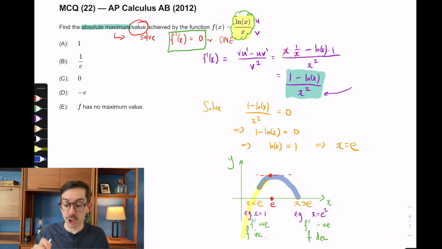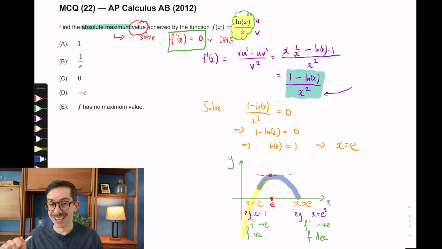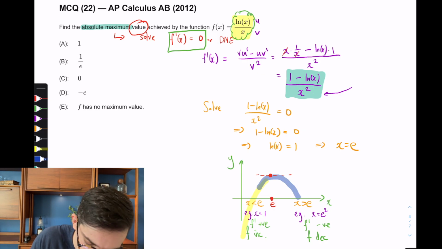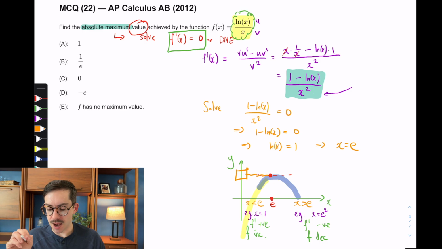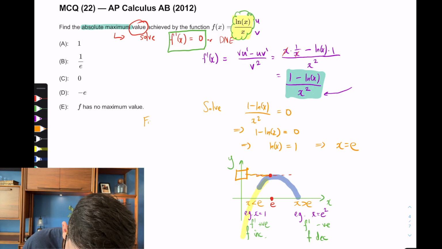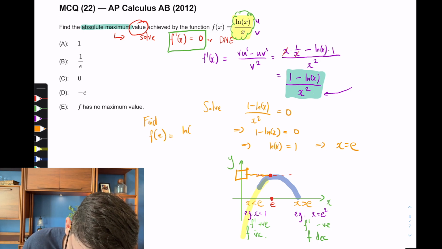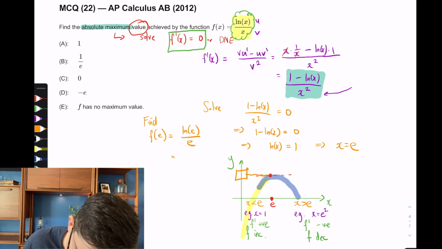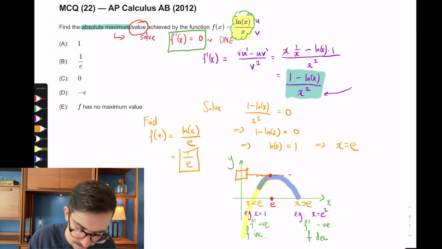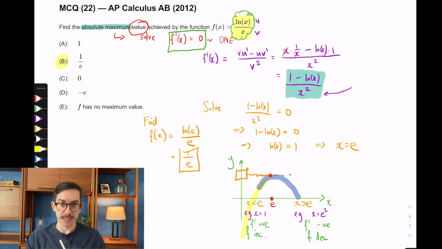So it truly is a maximum value occurring at x equals e, but x equals e is not the maximum value. It's where it occurs. Value is output of function. So what I need to know is what y coordinate does the maximum value occur at. When x equals e, what is y? So we need to find f when I plug in e. So I get ln of e over e, just using the rule they gave us. And because ln of e is 1, I get 1 over e. So my answer is B.